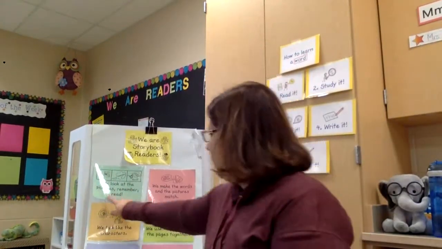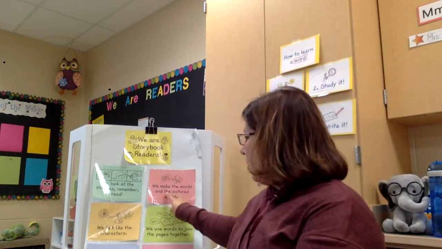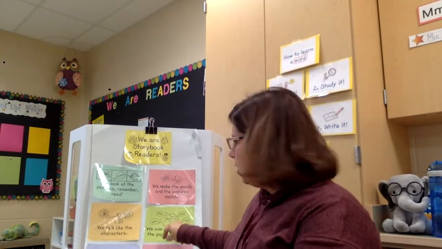It looks nice. It's nice and big. It has some other anchor charts on the bottom, some other pictures, but I covered them up because we're only going to use a couple of them. We look at the pictures, we remember, we read, we make the words and the pictures match. We can talk like characters. Did you know we could talk like characters?